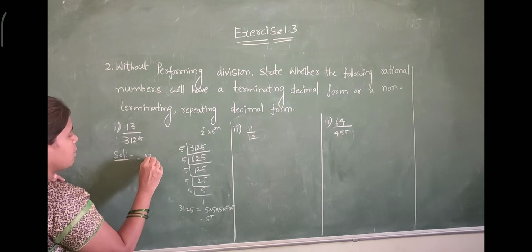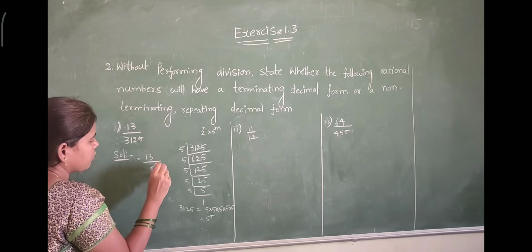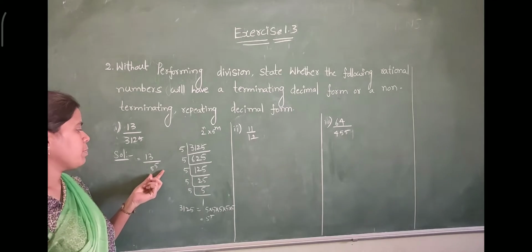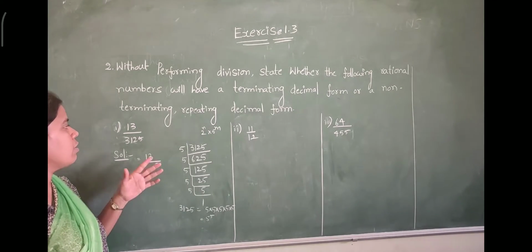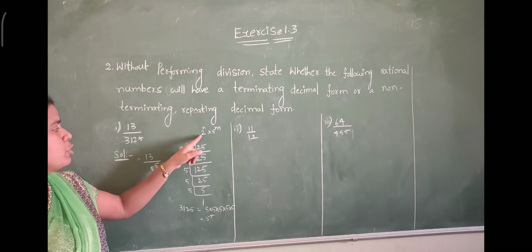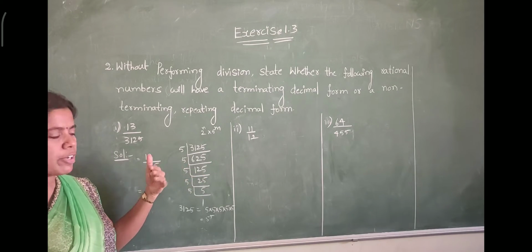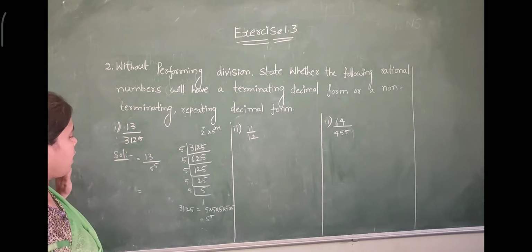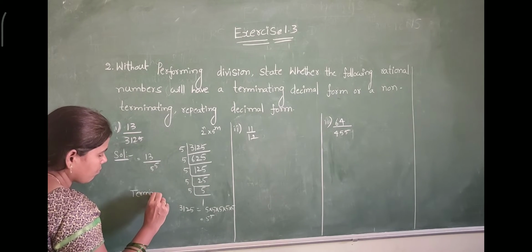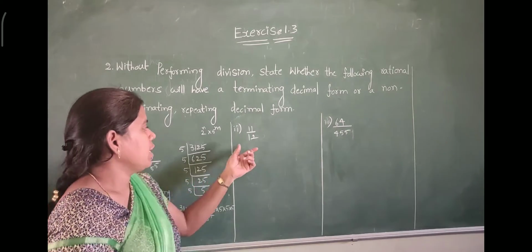So, 13 by 3125 can be written as 13 by 5 to the power of 5. If you observe, the denominator of this rational number is of the form 5 to the power of m. So, if the denominator of a rational number is in the form of 2 to the power of n or 5 to the power of m, then that is terminating. That's why this is terminating. Okay, go for the next problem.